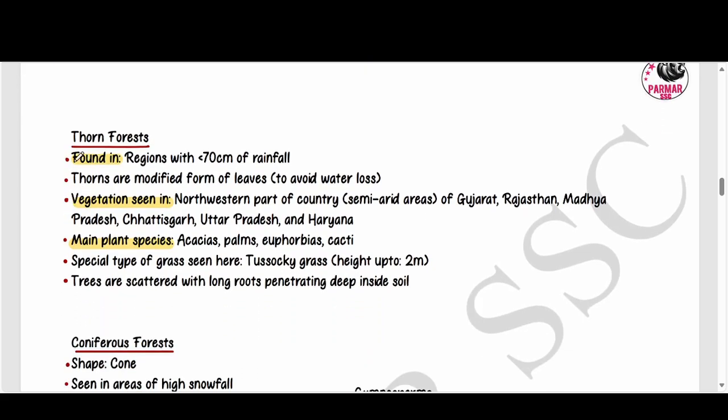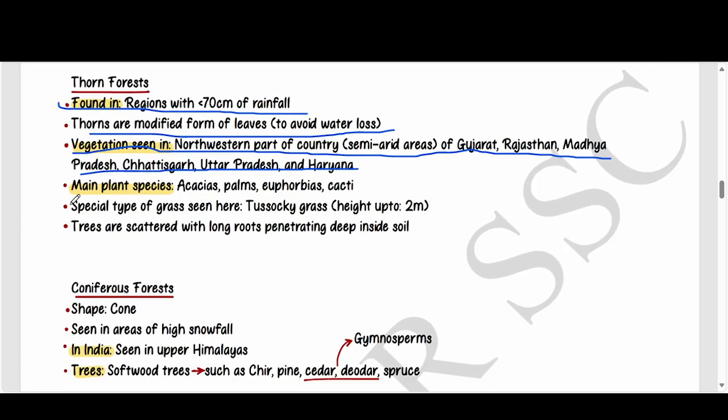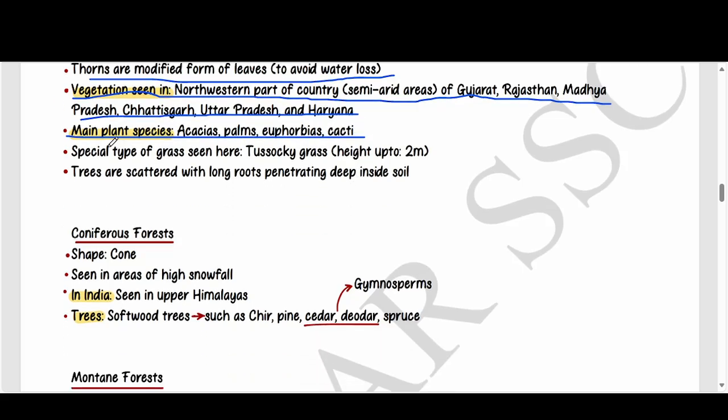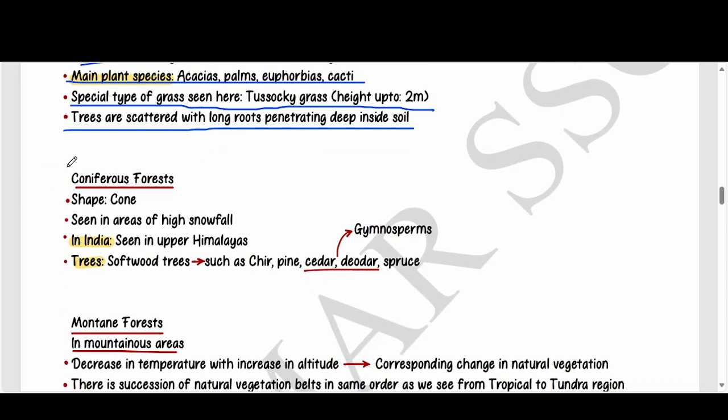Thorn forest found in regions with 70 centimeters of rainfall. Thorns are modified forms of leaves to avoid water loss. Vegetation seen in the northwestern part of the semi-arid area: Gujarat, Rajasthan, Madhya Pradesh, Chhattisgarh, Uttar Pradesh, and Haryana. Many plant species: acacia, palms, euphorbias, cactus. Grass seen here is tussock grass, scattered, with long roots penetrating deep inside the soil.